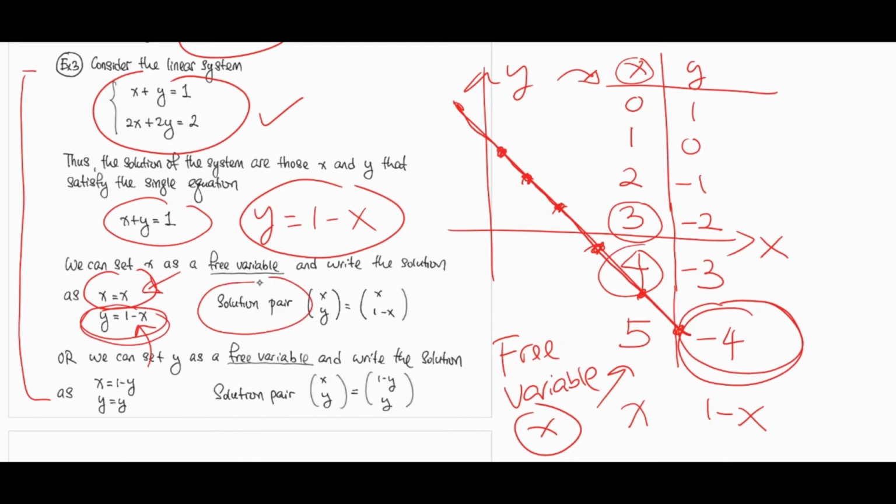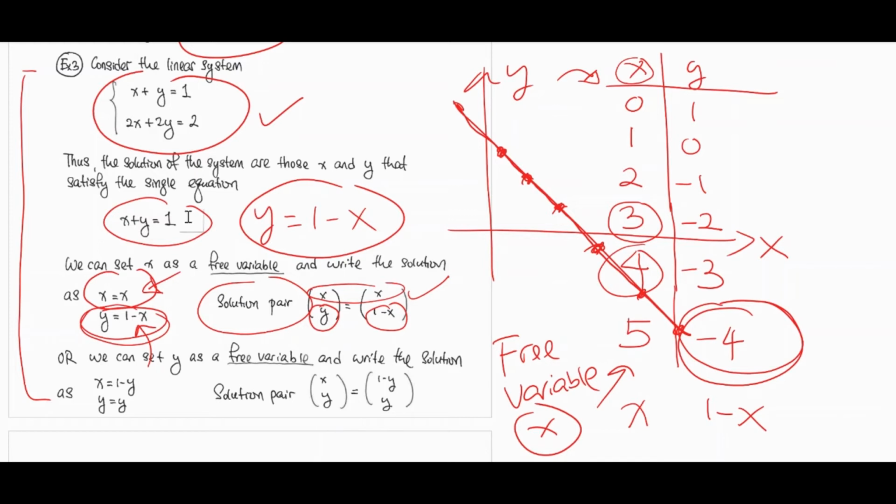So we can write down our solution pair like this. x is equal to x. This is how we identify x as a free variable. Free variable means that I can freely assign any value to that variable, but then my y cannot be any number. It has to be 1 minus x. Okay, so there's no reason why your x has to be a free variable.